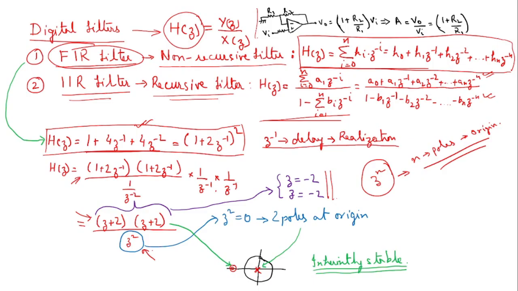And what does this mean? This means that FIR filters are inherently stable. You cannot make an unstable FIR filter. Why is that so? Because from our filter designing aspect, we know that the pole should always be within the unit circle, and the origin is within the unit circle.